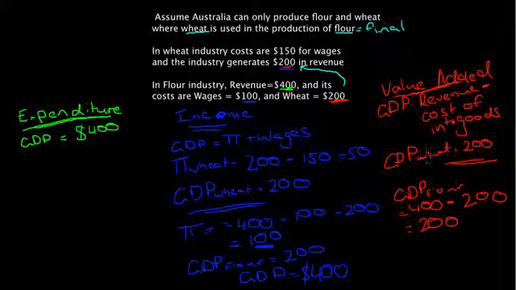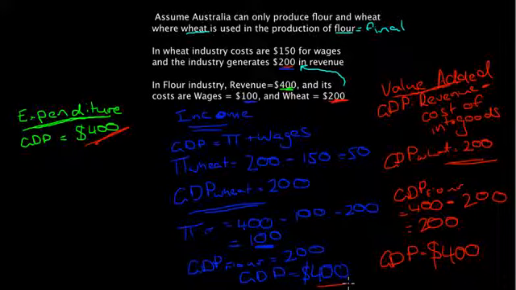Then adding up the two GDPs for the wheat and the flour, we have GDP total equals 400. So that's a very basic example of how we can use each of the three methods to get the same answer here. Each one should come up with the same answer for a simple example such as this.